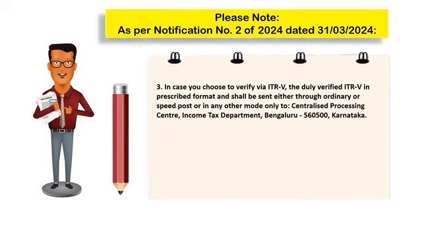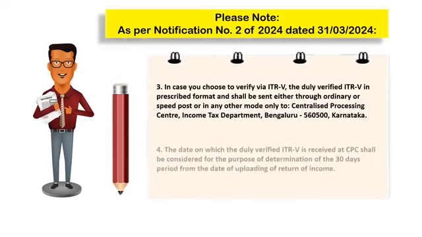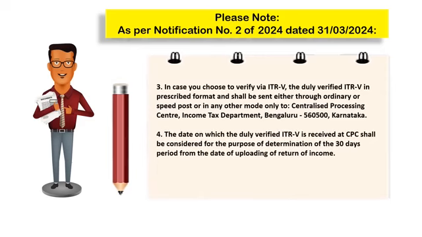In case you choose to verify via ITR-V, the duly verified ITR-V in prescribed format shall be sent either through ordinary or speed post or in any other mode only to Centralized Processing Center, Income Tax Department, Bangalore. The date on which the duly verified ITR-V is received at CPC shall be considered for the purpose of determination of 30 days period from the date of uploading of return of income.